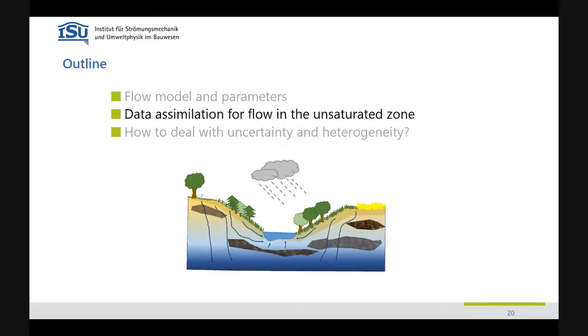Of course, such a study is not done for the unsaturated zone alone. The unsaturated zone is part of a bigger system. So we may look into a small catchment, and then we are also looking into the rivers or the atmosphere, and the unsaturated zone is a part. But here I would like to look only at the unsaturated zone. Now some words about how we do this with data assimilation.